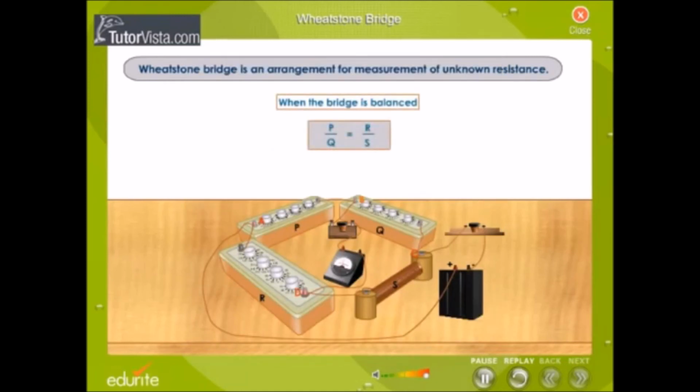P by Q is equal to R by S. Knowing the values of 3 resistors P, Q and R, the unknown resistance S can be found out.